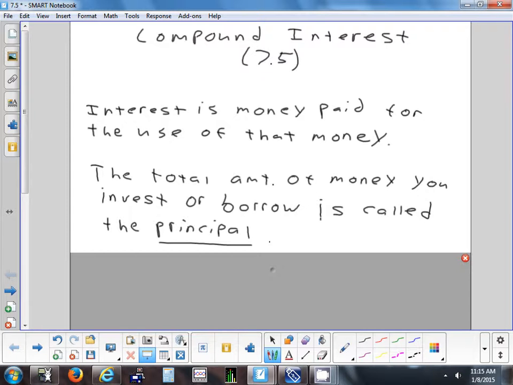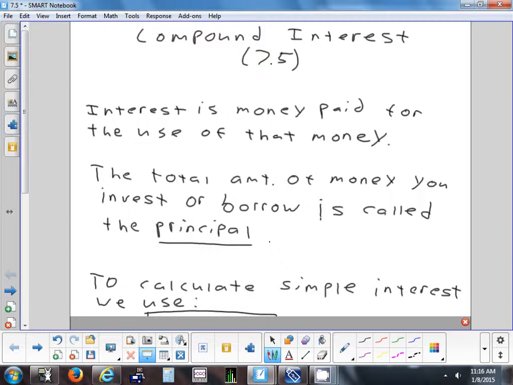The total amount of money that you invest or that you borrow, that's called the principal. So if I'm buying a $200,000 house and I take out a $150,000 mortgage because I put $50,000 down, the $150,000 mortgage, that's the principal of my loan. That's the amount of money that I have to pay back the bank. And then on top of that, they're going to add interest.